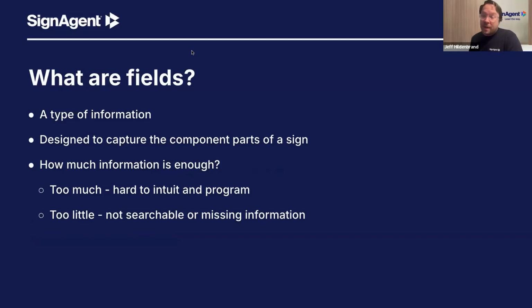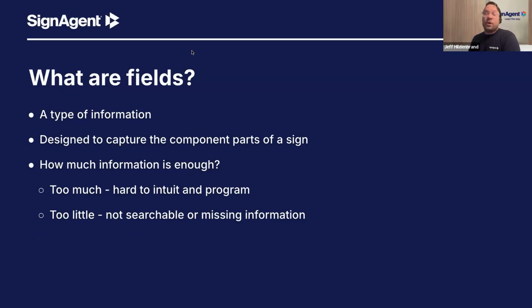So what are fields? We break it down to its very basic components. It's just a type of information, whether that's a text field, a date, a color, a pictogram. It's really breaking down the information into its finest points. It's designed to capture the component parts of a sign. So are we talking room number, room names, all those different pieces that build the sign as a whole.